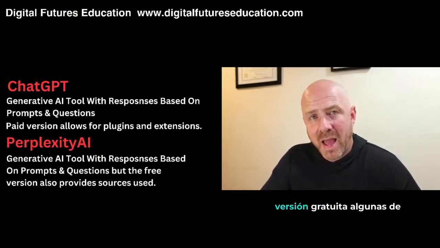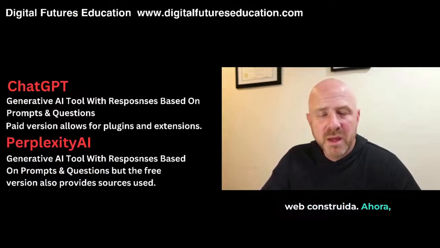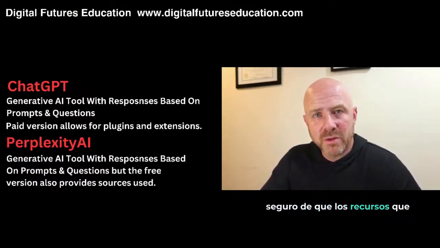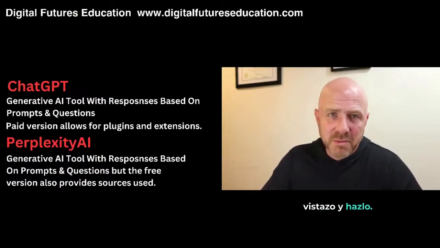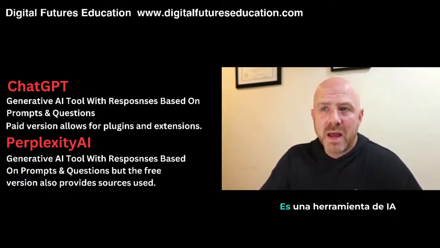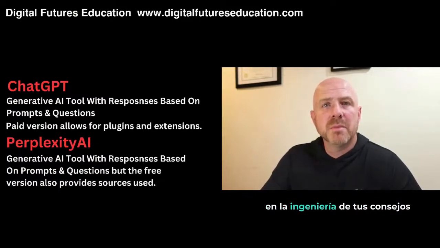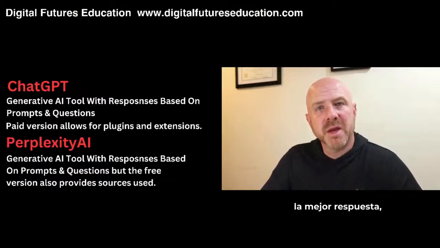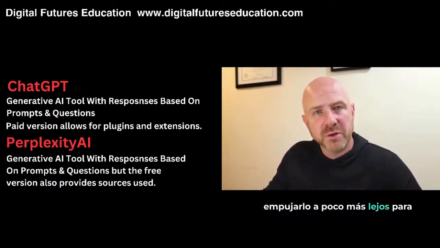Perplexity AI has some of these web scraping tools built into its free version. Now, it's always important to be sure that the resources being provided with any prompt are good resources, that you vet them and make sure they are what you're looking for based on the prompt you've given. It's a generative AI tool, once again based on prompts and responses, but you always need to think about engineering your prompts to get the best answer, asking additional questions and pushing it a little further to refine what you're looking for.